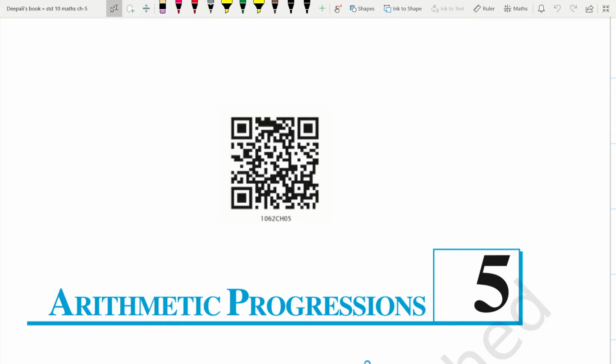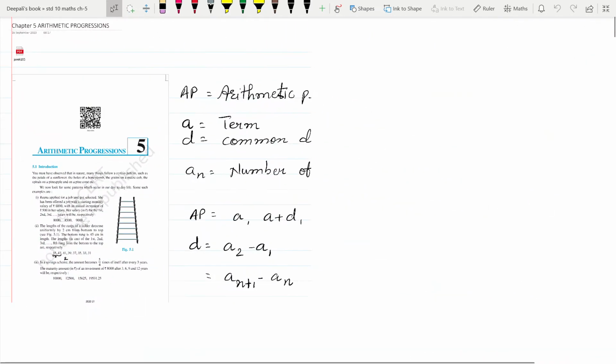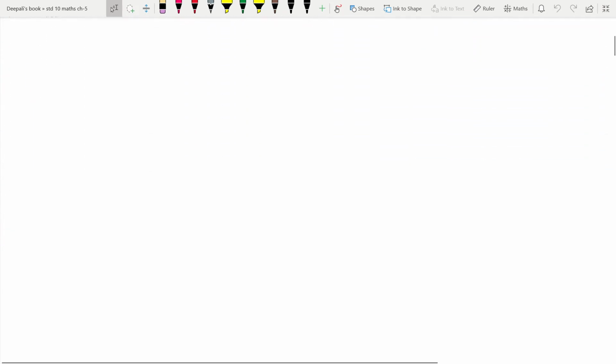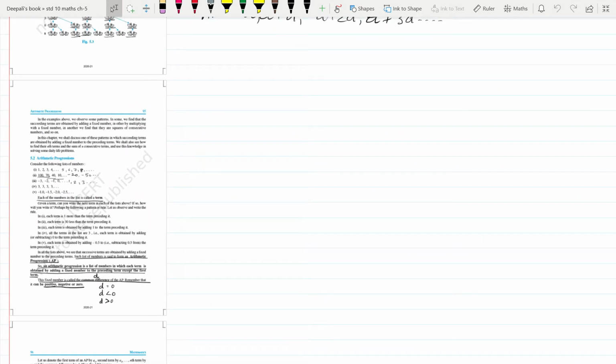Chapter 5 Arithmetic Progression, Class 10. Let us do exercise 5.1, and for that, let us revise the formulas which are required for this exercise.